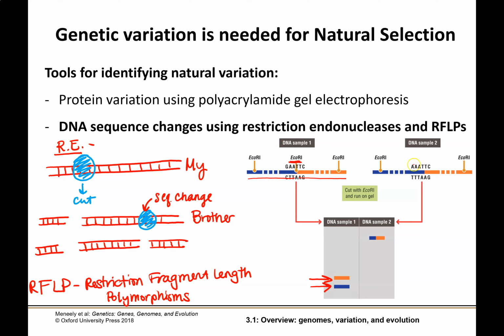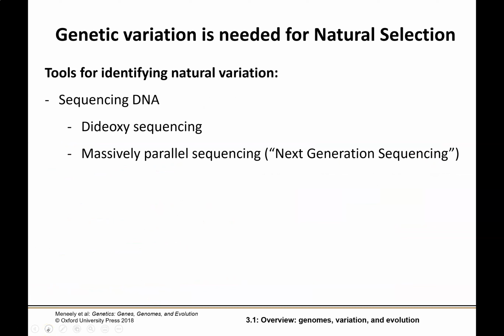Let's say that another individual has a change at this location here. And so that EcoR1 restriction endonuclease is not going to cut at that site. And so this individual gets only 1 band. So now these pieces, the restriction fragments, are different lengths. So we can see the different lengths reflected in the polymorphisms in the genome, or the changes in the genome.